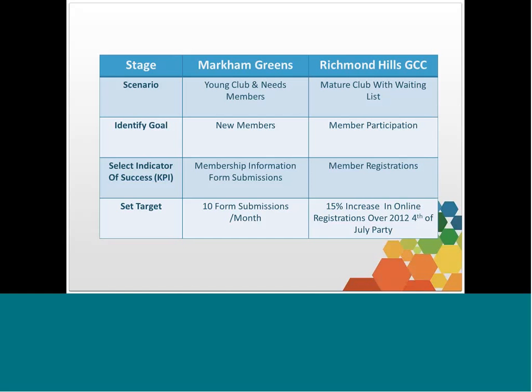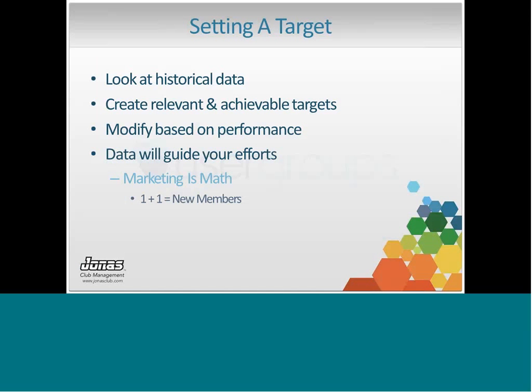So like I said, different scenarios, different clubs, every club's a little bit unique, so your goals are really going to be your own. And it's important to understand, again, what your business goals are so you can figure out where these goals are, what the indicators of success are, and then you can set your targets. But setting your targets is so important. One of the things that you can do is you can look at your historical data. Look at how you've performed in the past.